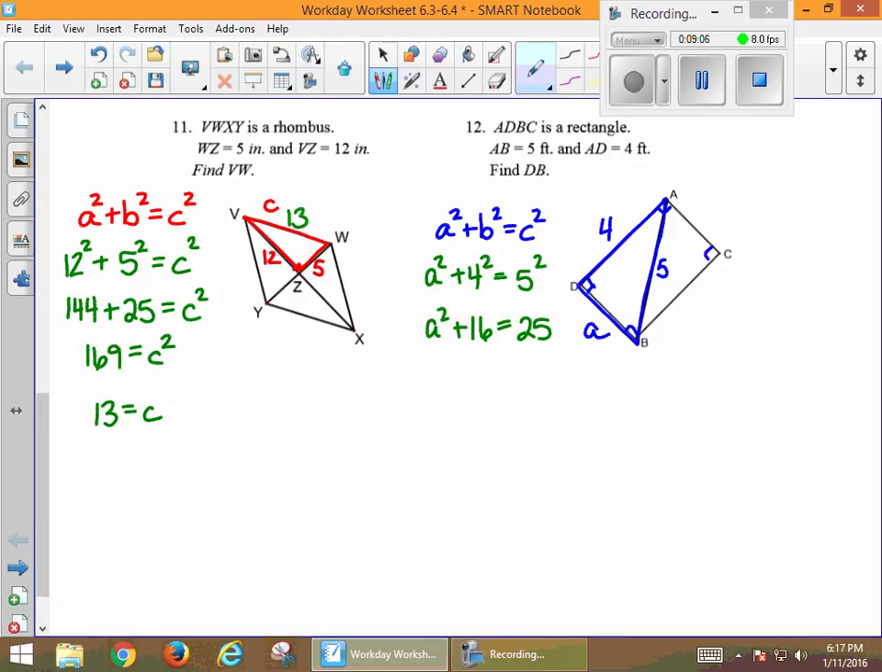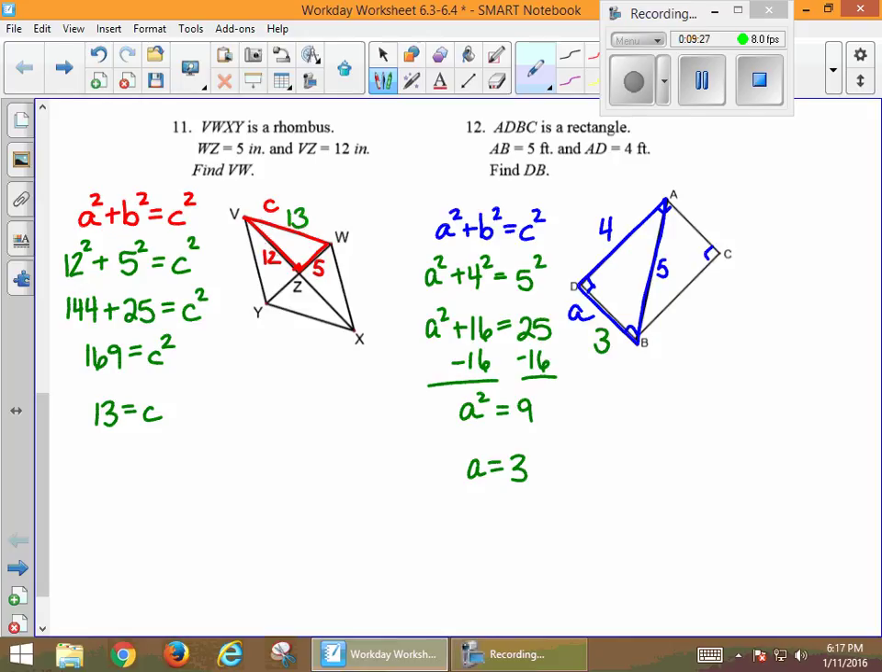Subtract 16 on both sides. A squared is equal to 9, and the square root of 9 is 3. So DB's length is 3.